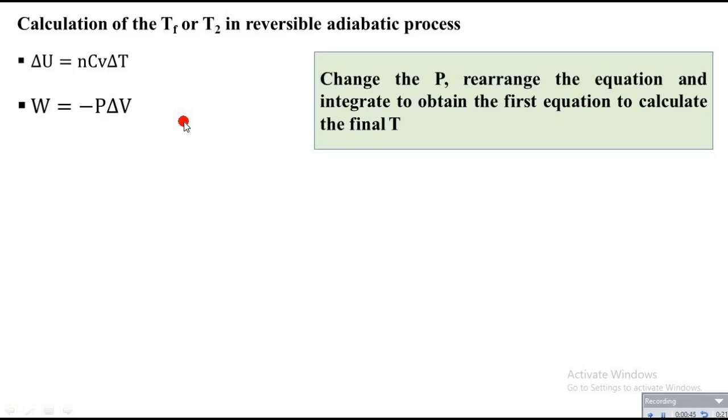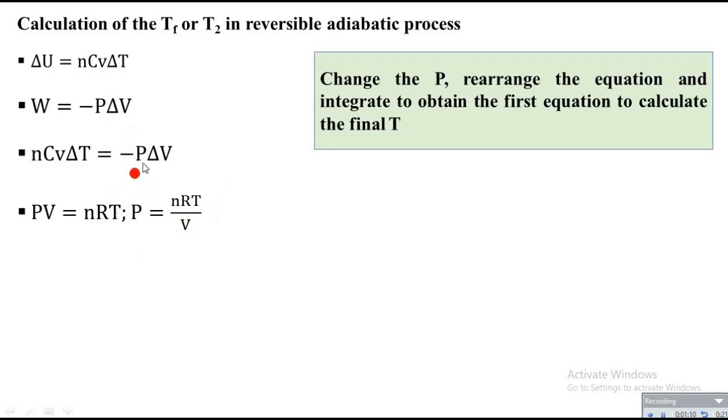That's what we are going to do. We are going to change the P. We are going to equalize the two equations: nCV dT is equal to minus P dV. We change this P, then we rearrange the equation and integrate to obtain the first equation to calculate the final temperature. Let's go. So here we know PV is equal to nRT, that means P is equal to nRT over V. So we replace this P by nRT over V.